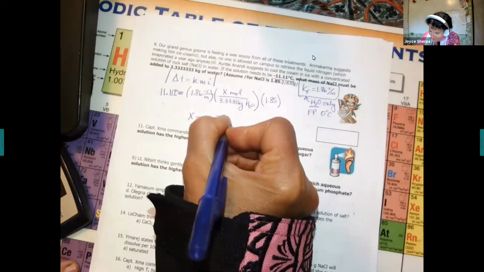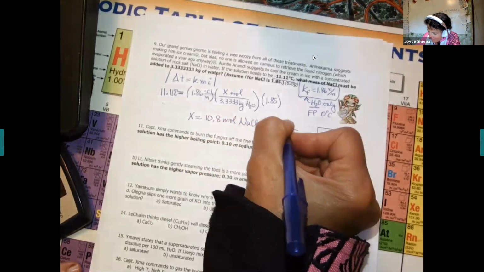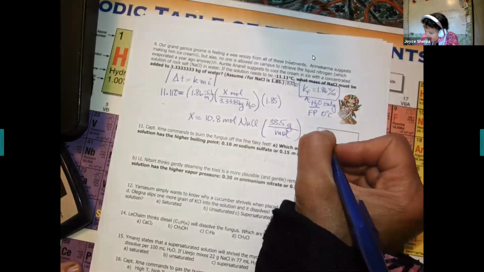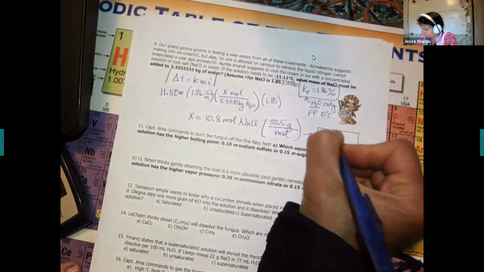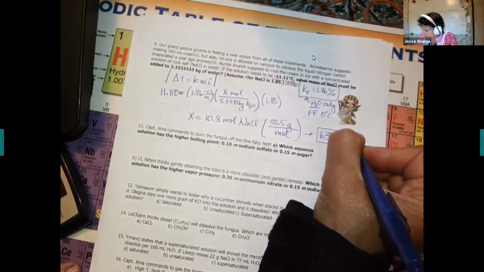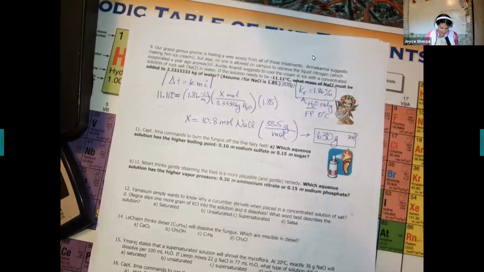respecting sig figs. That is sodium chloride, and then you would multiply by the grams per mole. So our 58.5 grams per mole, and that's where I got 630. I'm assuming that's 3 sig figs, because this problem allowed us to have 3 sig figs.